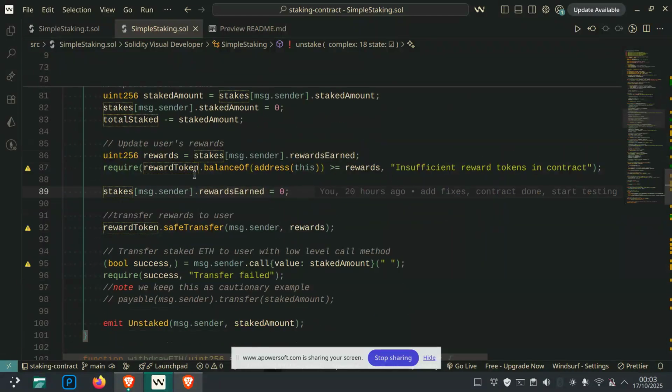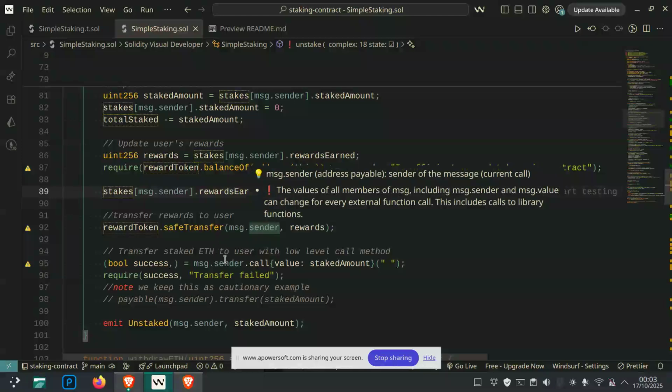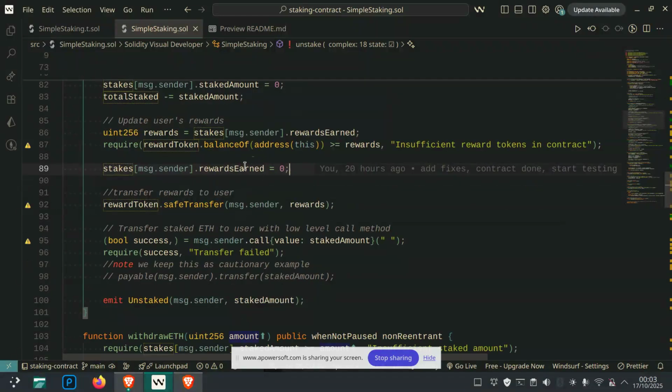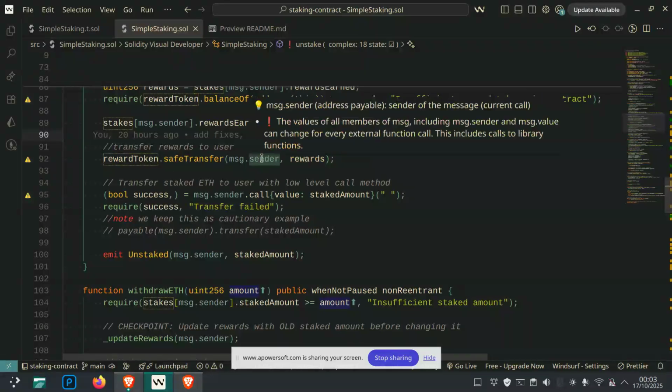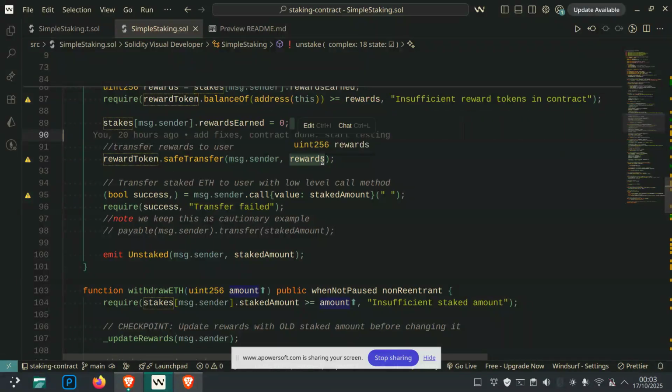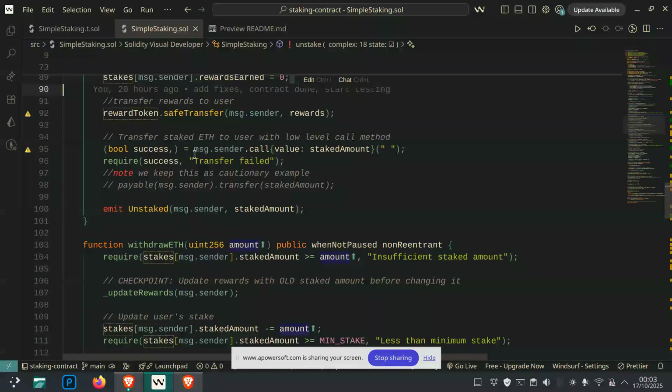You see, we are checking the address of this balance to see if we can pay the rewards or not. We should be able to pay it. And then again, we zero the rewards earned. Now reward token, safe transfer, message sender. Message sender is the caller. We transfer the reward token to the user. This is basic.